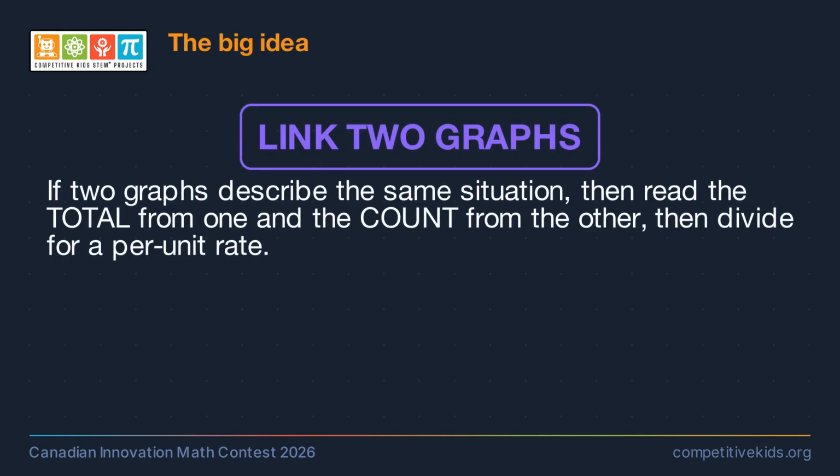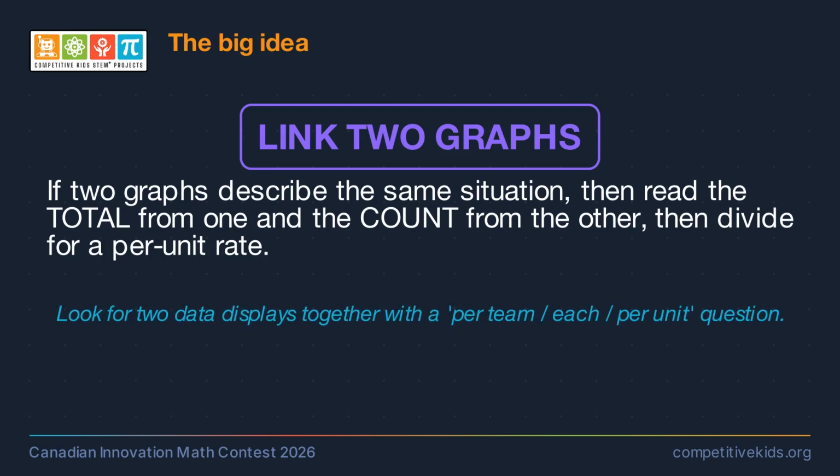If 2 graphs describe the same situation, then read the total from one and the count from the other, and divide for a per unit rate. Look for 2 data displays together with a per team, or each, or per unit question.